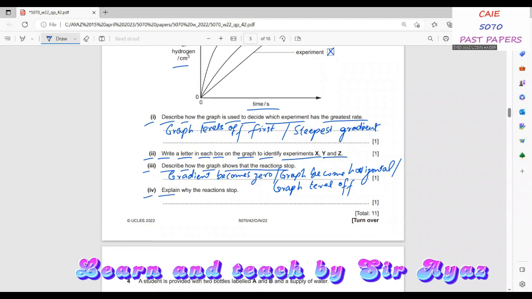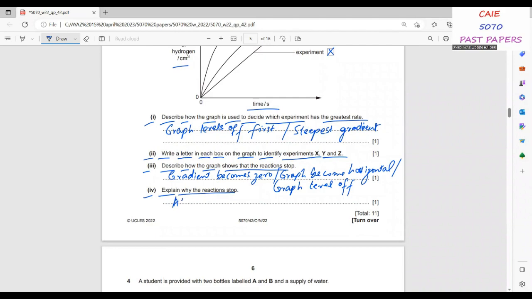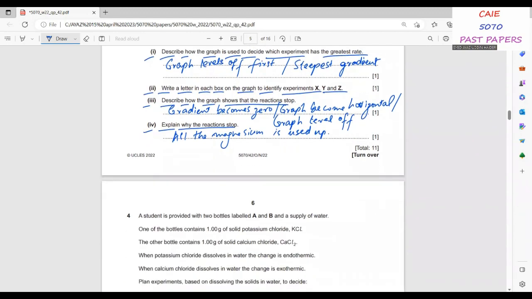Number four, explain why the reaction stopped. All the magnesium used up. All the magnesium is used up. Magnesium is the limiting reactant in this reaction.